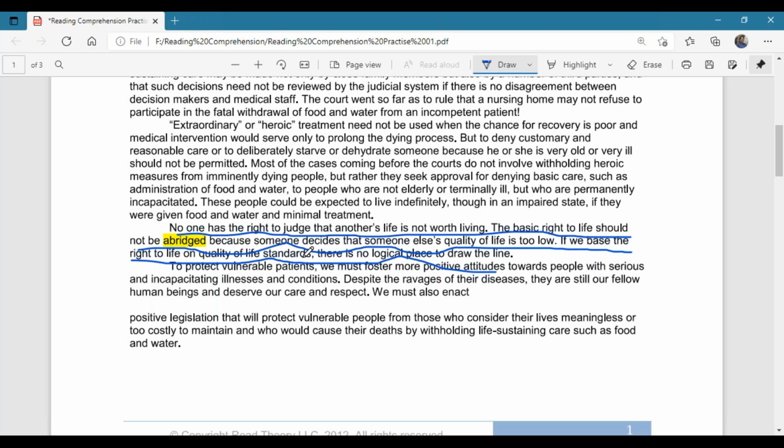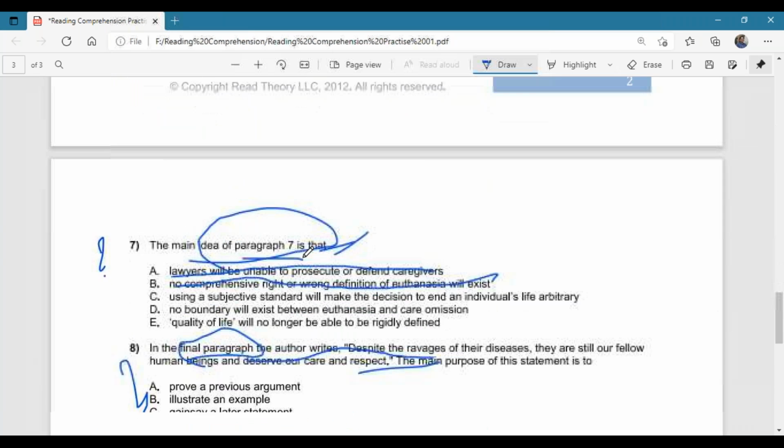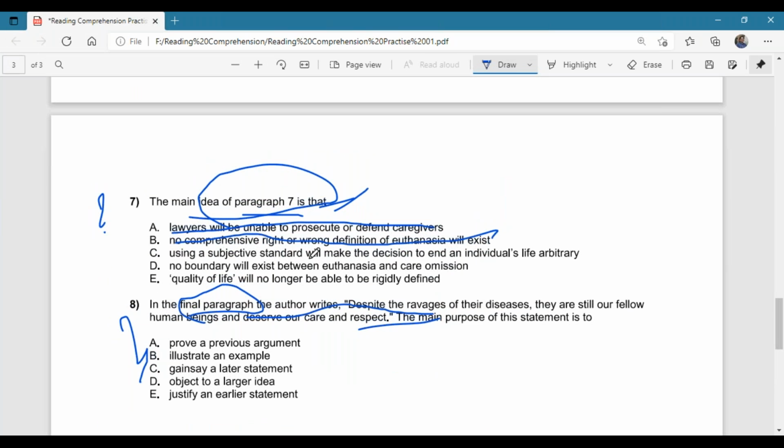So the author thinks that this will lead to the decision being made with no real standard at all. You don't mean to say there is no standard at all. So using a subjective standard will make the decision to end an individual's life arbitrary. This is correct. Because option 4 is not true. No boundary will exist between euthanasia and care omission. This is not true. Quality of life will not be able to be rigidly defined. This is also not true.